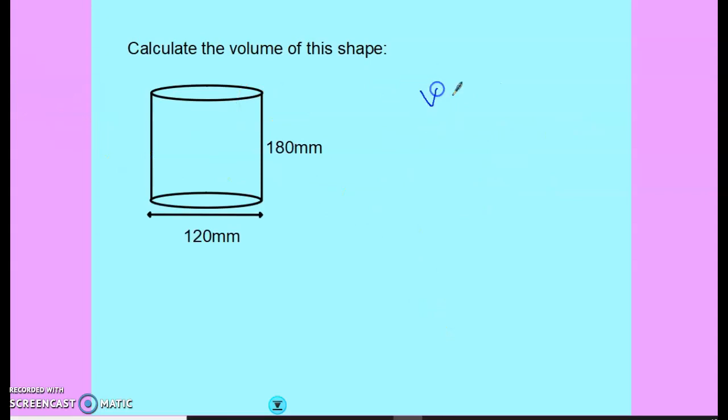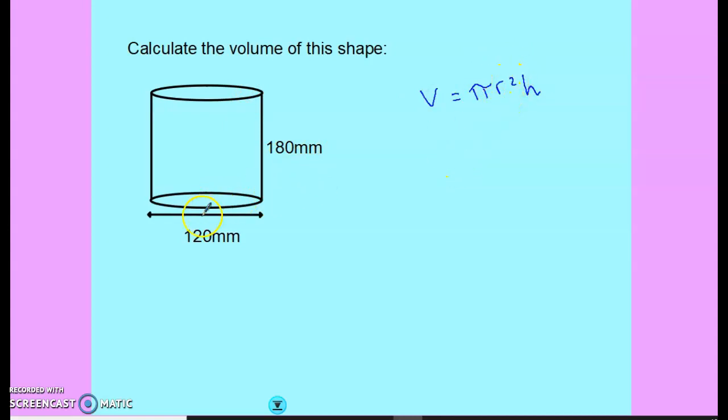Volume of a cylinder then. Volume of a cylinder is V equals pi r squared h. A bit like doing the area of a circle. We've got the formula for the area of a circle in here, but then timesing it by the height.